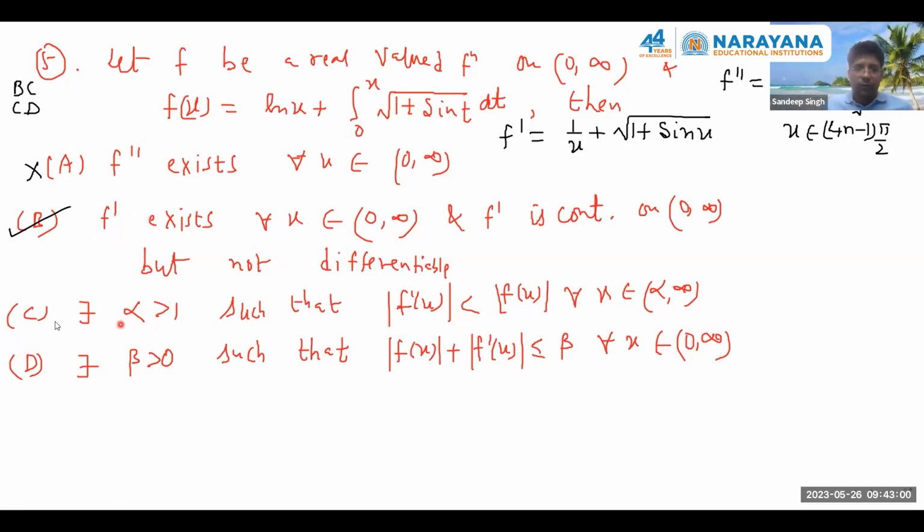Now, option C or option D. Option C, have you understood its meaning? There exists some alpha more than unity such that the magnitude of the derivative of the function will always remain smaller than the magnitude of f, for all x belonging to alpha to infinity. So after a certain stage, a point alpha will come such that after that point, the magnitude will always be more than f. Is it true or not? I want to ask you. Is it true? f is continuously increasing and f dash is decreasing in some way.